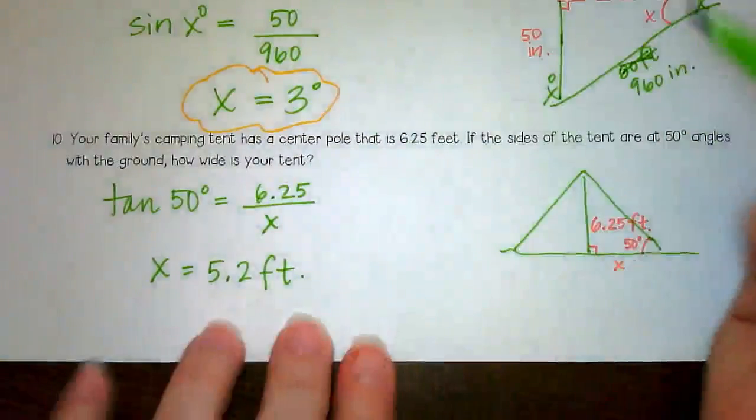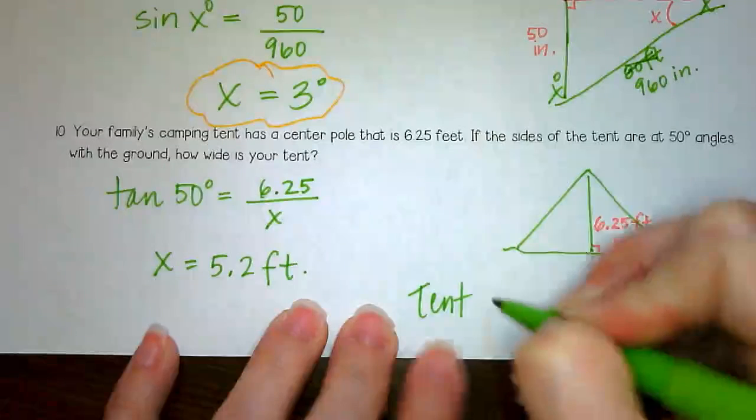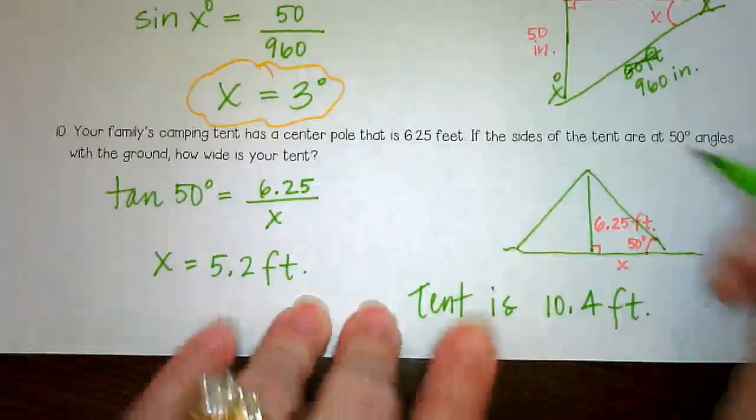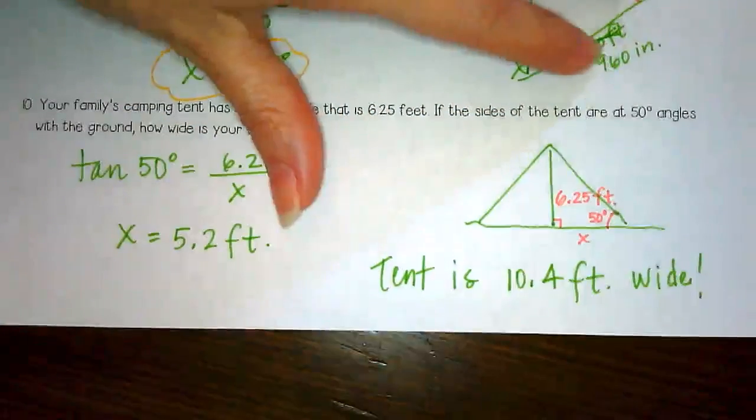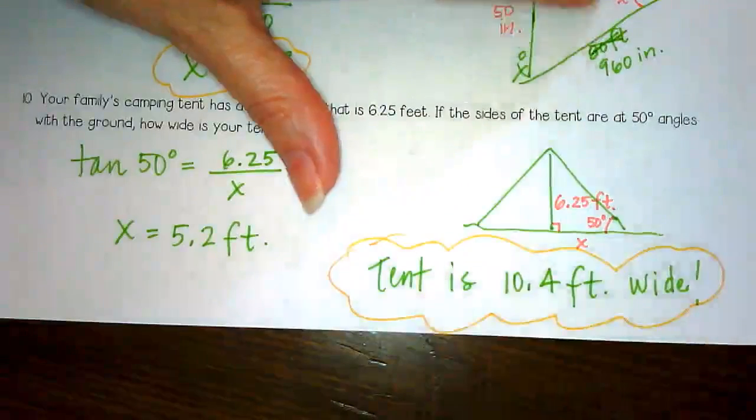So how wide is the tent? If this is 5.2, then the tent is 10.4 feet wide, because that is only giving us half of the tent when we solve that one.